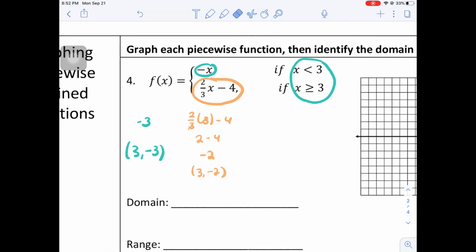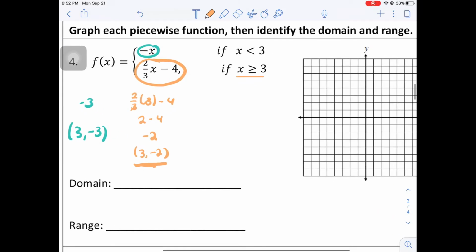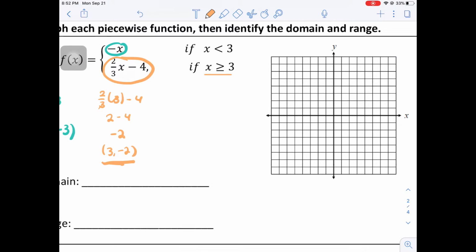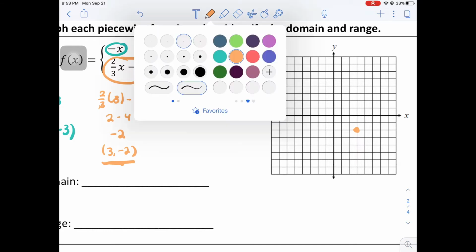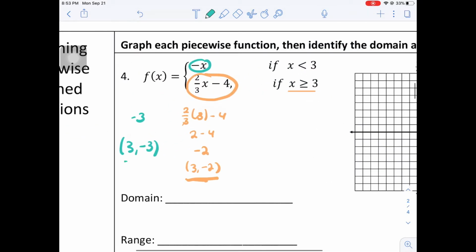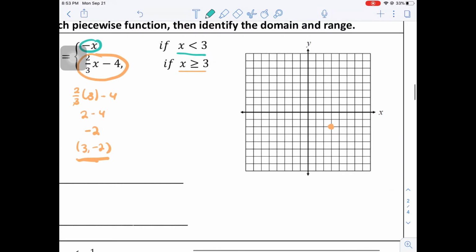In both of these cases, we're going to graph each point. I'll graph this orange one first. So it says if x is greater than or equal to 3, we get this point right here. So we go 3, 1, 2, 3, -2. Because it's greater than or equal to, we go closed circle. On the other hand, we have (3, -3) if x is less than 3. And because it's just less than, we go 3 to the right, down 3, 1, 2, 3. We're going to go open circle right there. Okay, so those should be the 2 points that we have plotted so far.